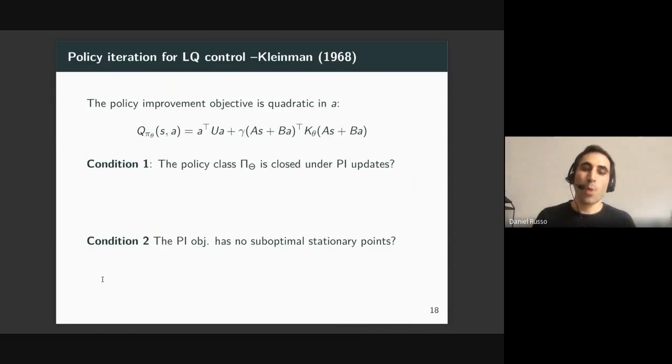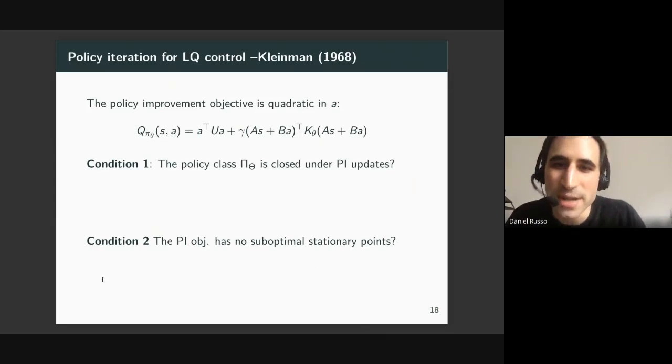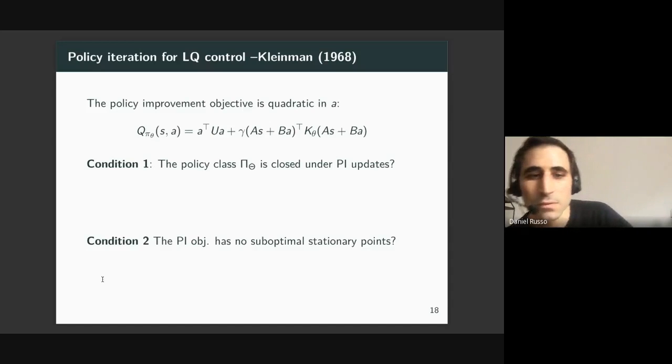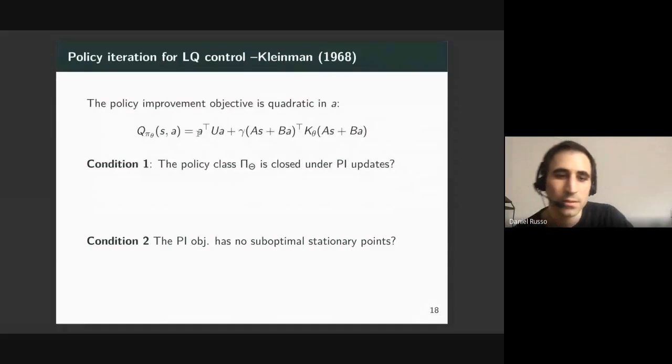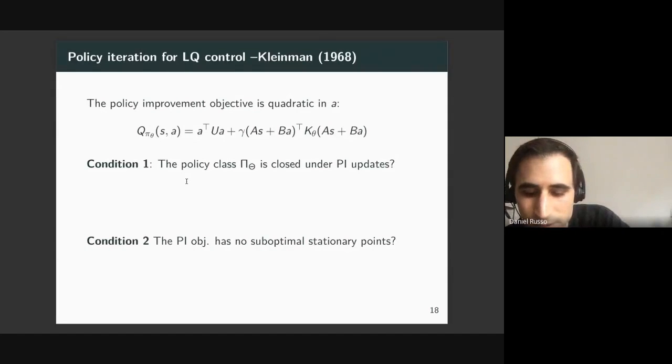But policy iteration solves linear quadratic control very effectively. So here, the one-stage problem considered by policy iteration is just a quadratic function of A. Theta here is fixed, it's down here, and we're optimizing over actions A, and we get a one-period convex quadratic cost function. Okay. So let's check our conditions.